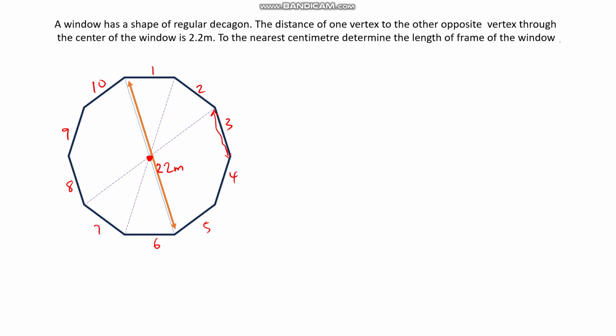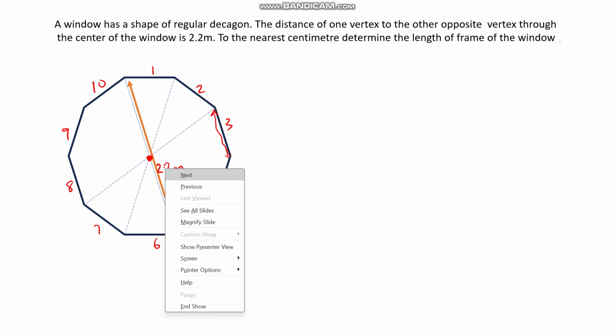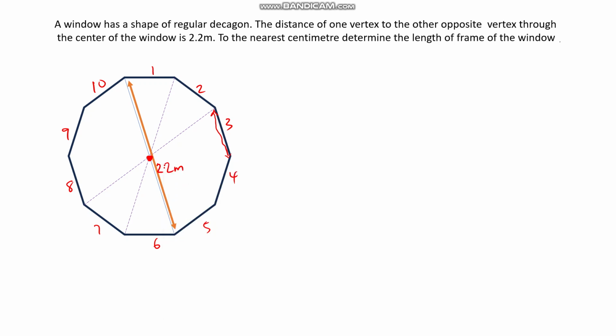Now, let's start by saying that this length is like a diameter of a circle. I want you to get that established. That 2.2 meters is like a diameter of a circle, and this dotted line is also another diameter, just like this straight line. So these two dotted lines that cut across, still passing through the center, are still the same 2.2 meters. I don't know if you understand.